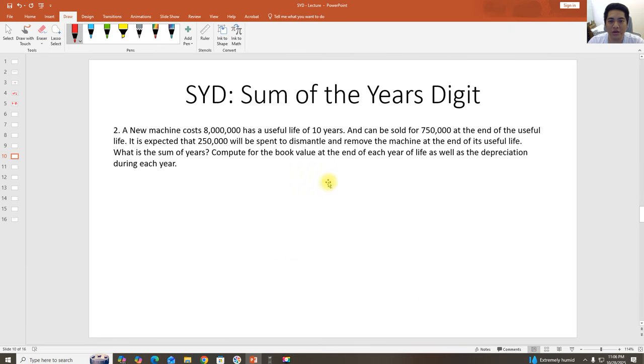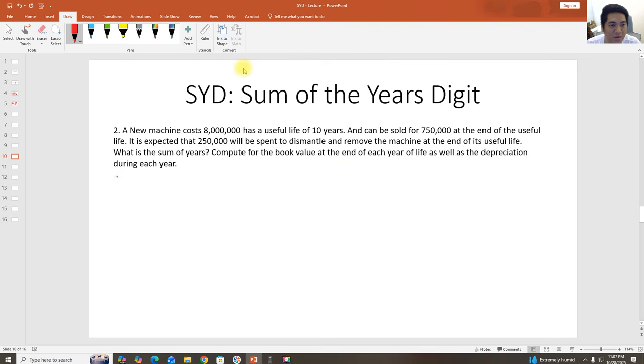Compute for the book value at the end of each year of life as well as the depreciation during the year. So this will be a lengthy solution because the problem is asking for every year of the depreciation, and at the same time, the book value at the end of each year. Okay, so that will be our problem to solve. Okay, let's identify first the given.